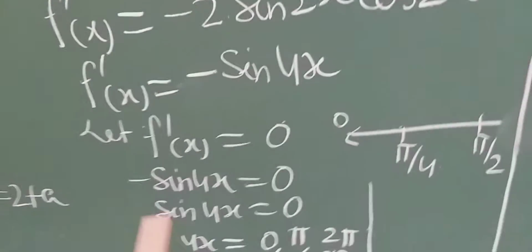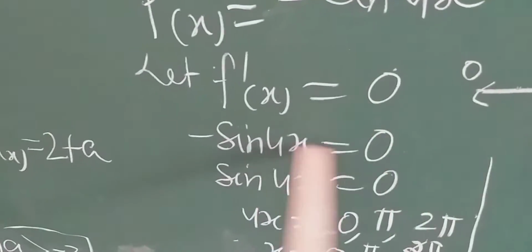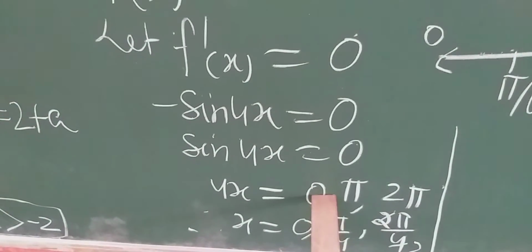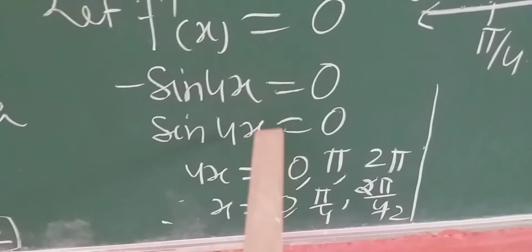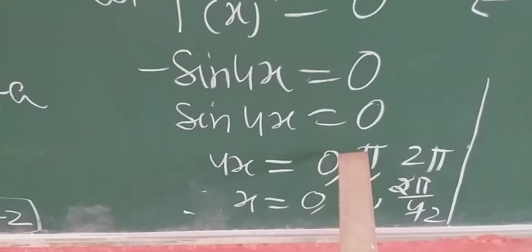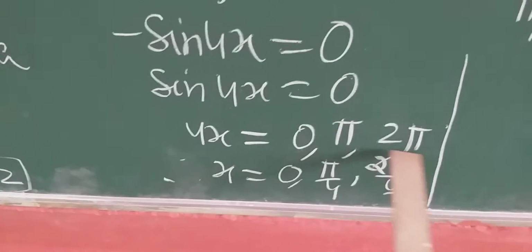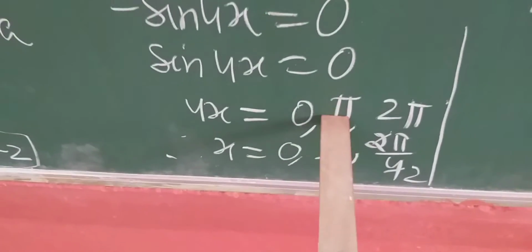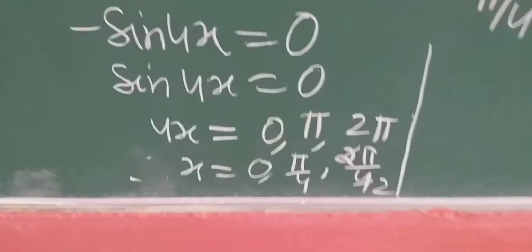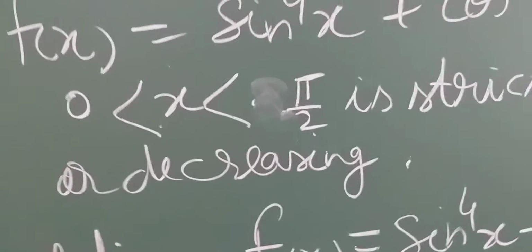Now to get the interval, let f dash x equal 0. So minus sin 4x equals 0, sin 4x equals 0. So 4x equals 0, pi, 2 pi, because we know that the sine value will be 0 at 0, pi or 2 pi. Now student, 4x equals 0, pi, 2 pi, then x equals 0, pi by 4, and 2 pi by 4, meaning pi by 2. So three values are there when x lies between 0 and pi by 2.